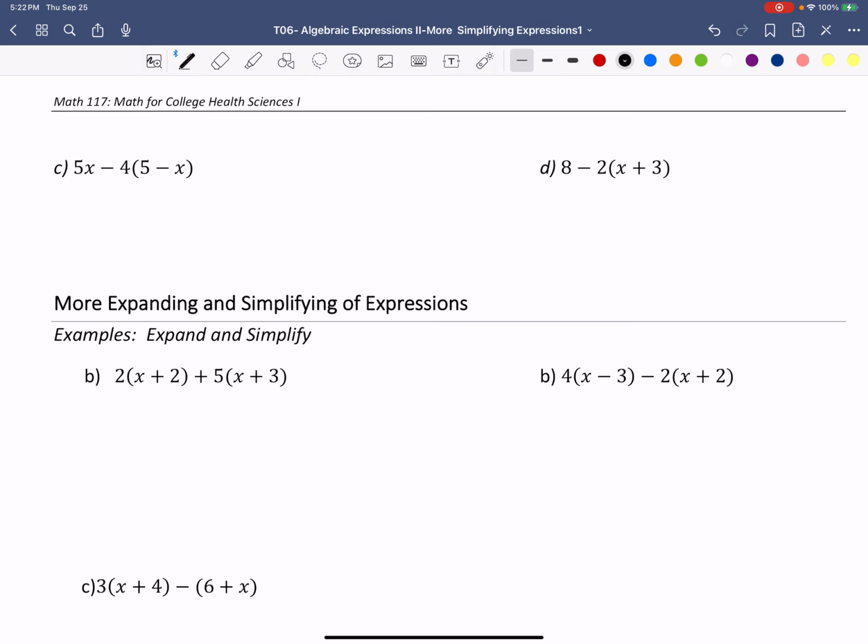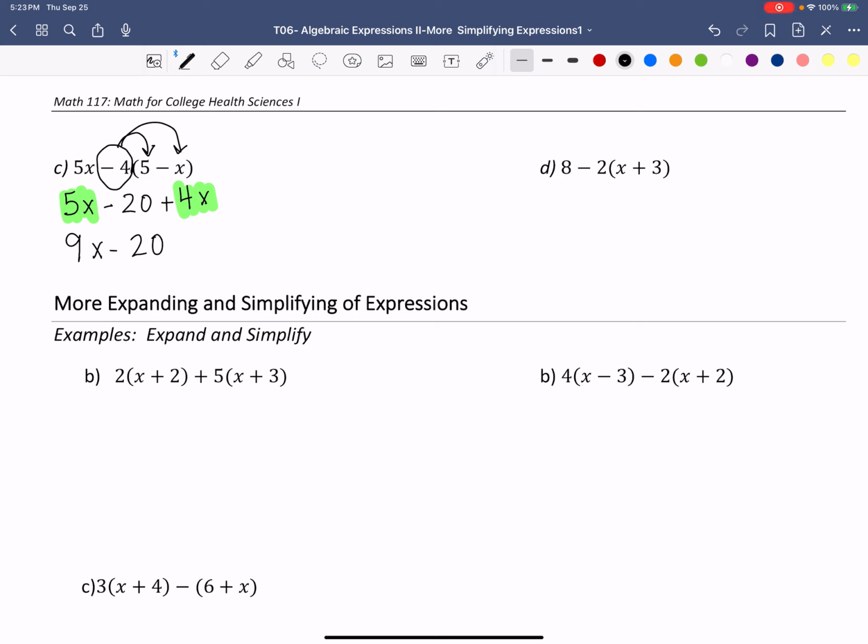So same idea, continuing on. I'm going to keep my 5x. Can't change that. But I'm going to grab this -4 and I'm going to distribute it in. So -4 times 5 is going to give me -20. And then -4 times -x is going to give me plus 4x. So from here, I can see I've got a 5x and then a 4x. I can bring them together for 9x and then still just -20.